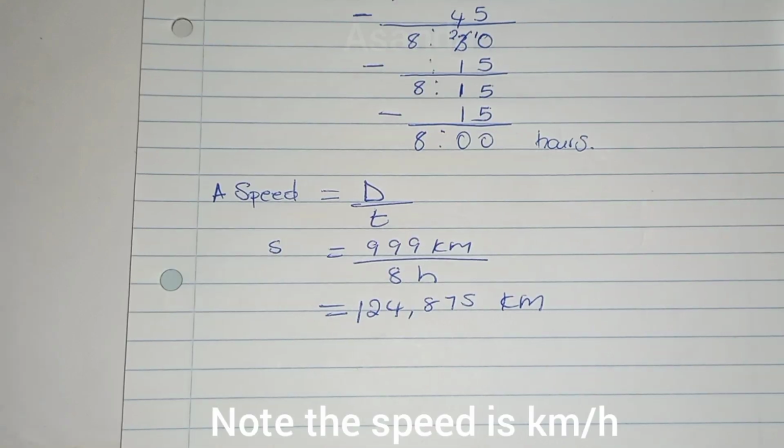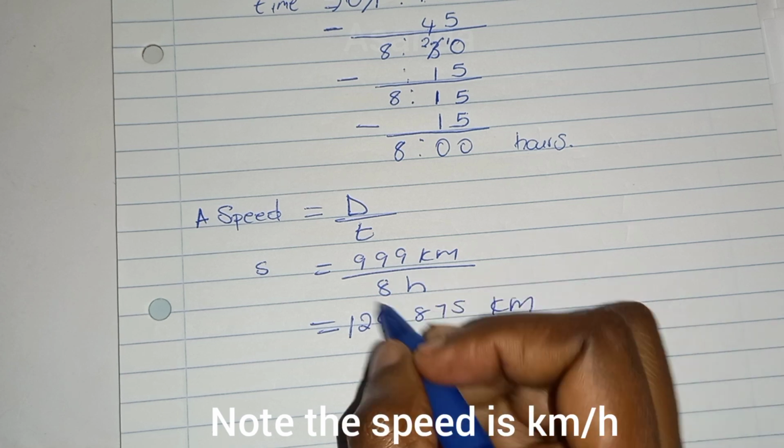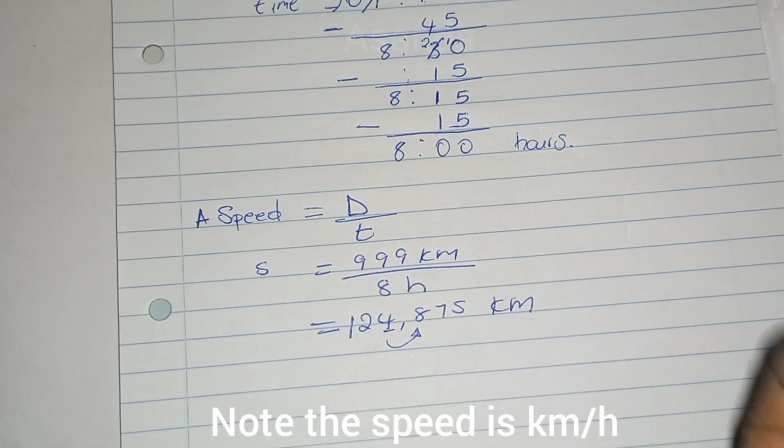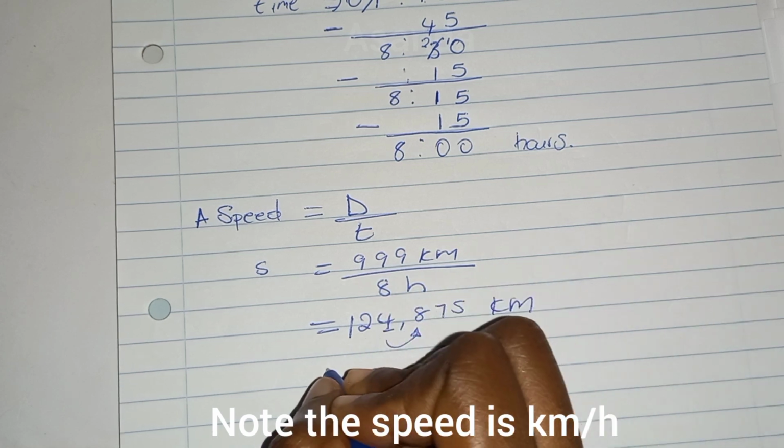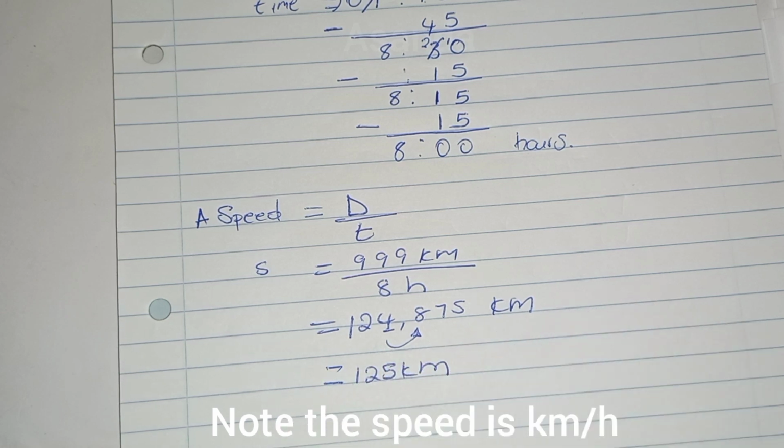So the question says round off to the nearest kilometer. The nearest kilometer is going to be there. So if we look at that, it says go up because it's above 5. And so the answer is 125 kilometers. So it's already very clear that he drove above the speed limit.